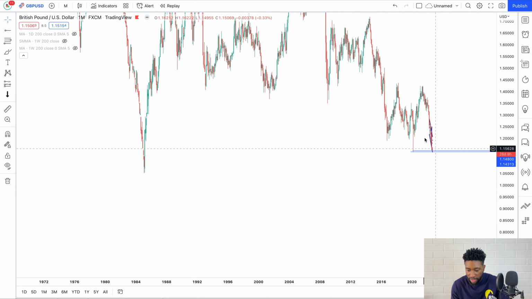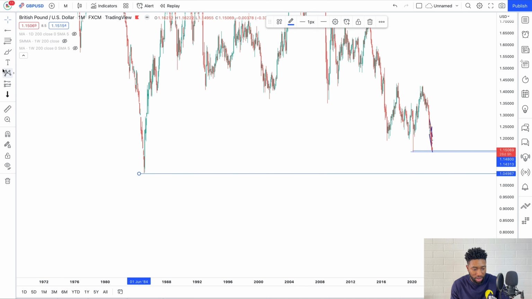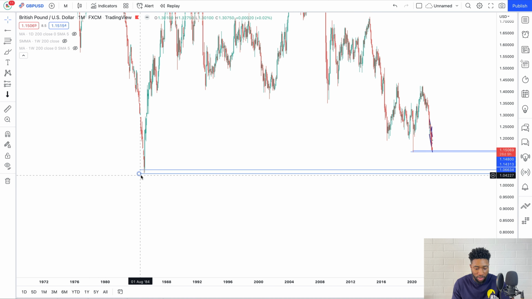The reason why I said I don't think we're going to break through this level that easily is because if we should take out this level, then we are going to be targeting these lows here dating back to 1985. This is just crazy for GBP USD. It's actually going to get us closer to parity between the pound and the US dollar, which I don't think is going to happen anytime soon.